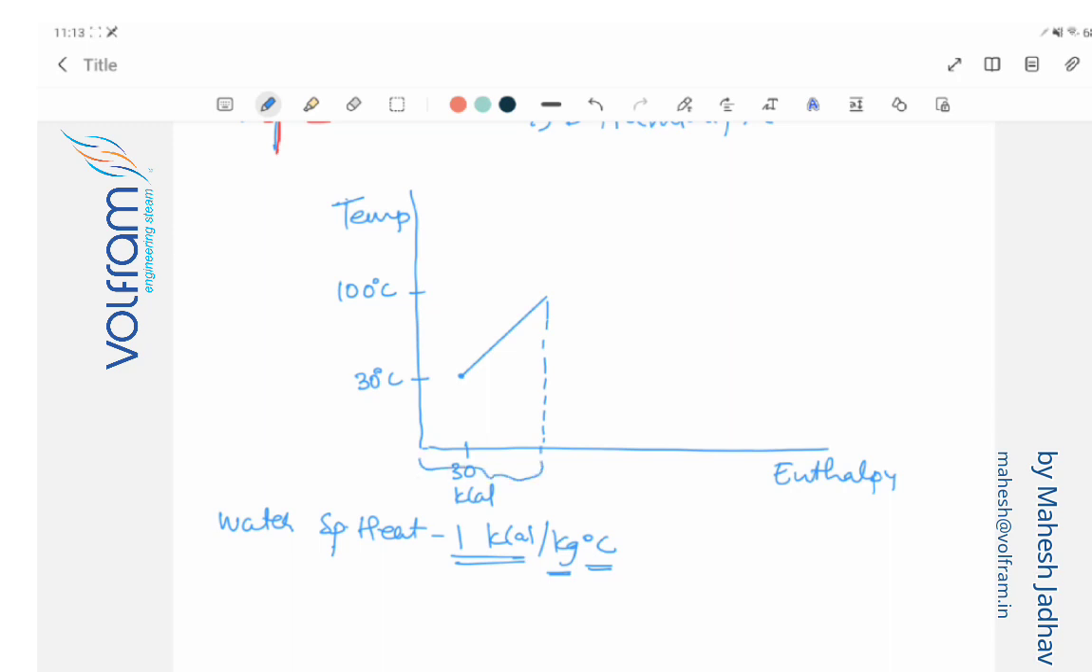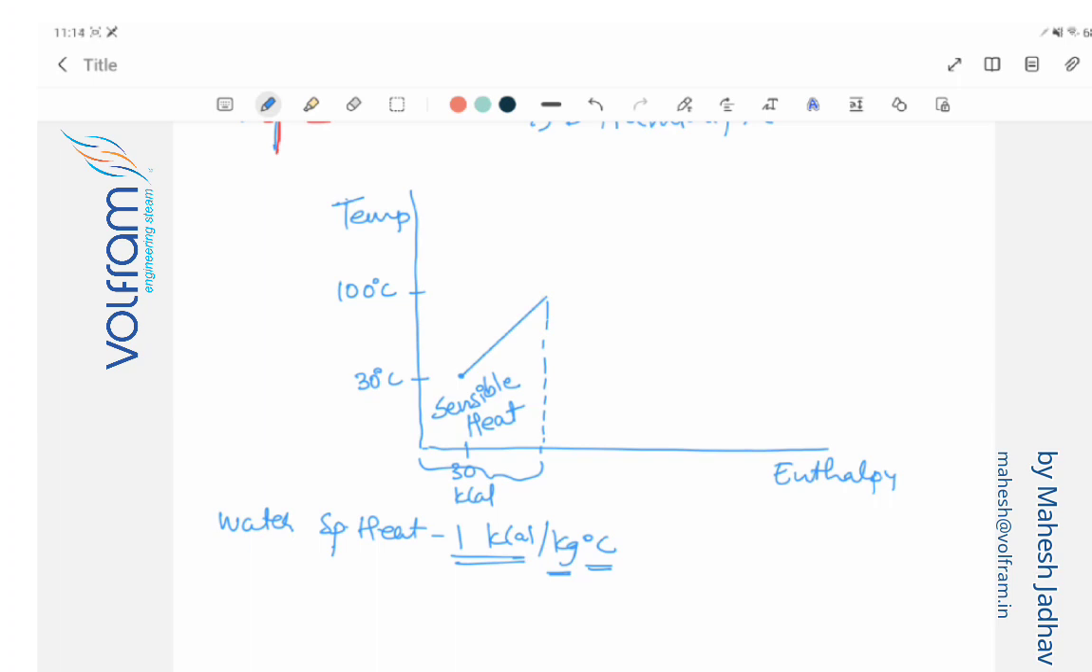Okay, during this rise, when it is absorbing the heat, we can see that the temperature is rising. That is why the amount of heat it has absorbed is called sensible heat, because you can sense it. If you put your finger in the water, you can feel that the temperature is going up. That is why it is sensible heat.